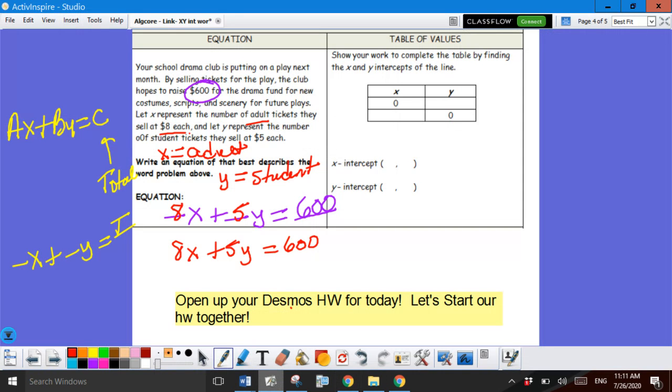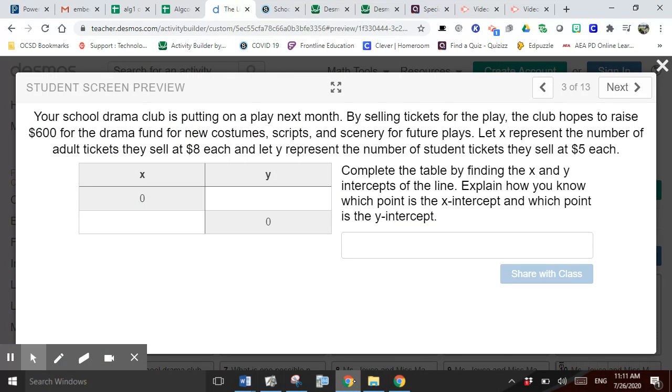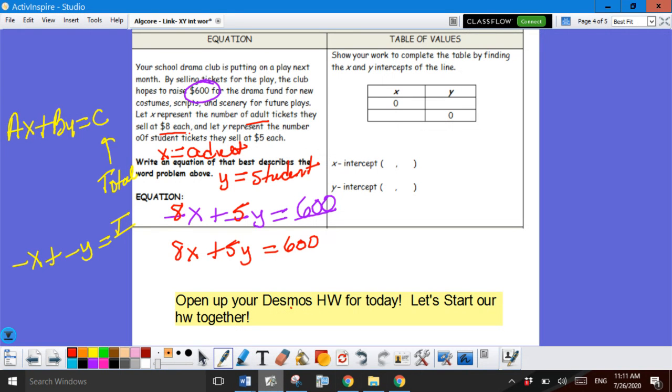All right, now, this falls into our next slide. So the next slide, we're going to have to fill in our table and figure out how we got our X and Y intercepts. So how do I find X and Y intercepts again? You're right, it's substitution. So if I have 8X plus 5Y equals 600, and I have an X-intercept, what's 0, the X or the Y? You're right, it's the Y. So let's go ahead and find that equation.